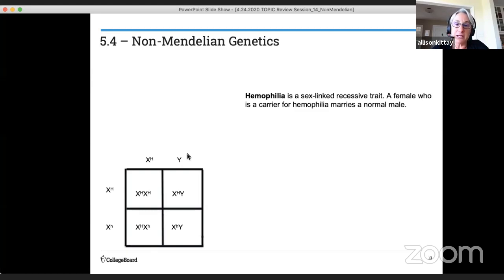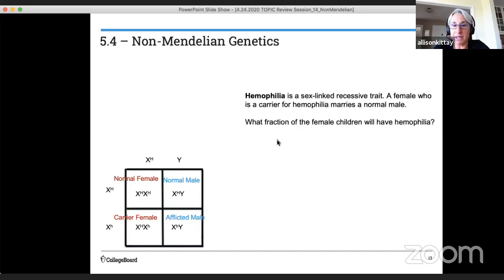So hemophilia is a sex-linked recessive trait. A female is the carrier for hemophilia and marries a normal male. So we've got our male gametes. He's normal, so he's got the dominant H. Our female is a carrier, so she's got a dominant H and a recessive h. So when we do the cross, we're going to get a normal female, a carrier female, a normal male, and an affected male. And so what's going to happen now is we're going to get some questions, and then I'm going to bring this back to the pedigree.